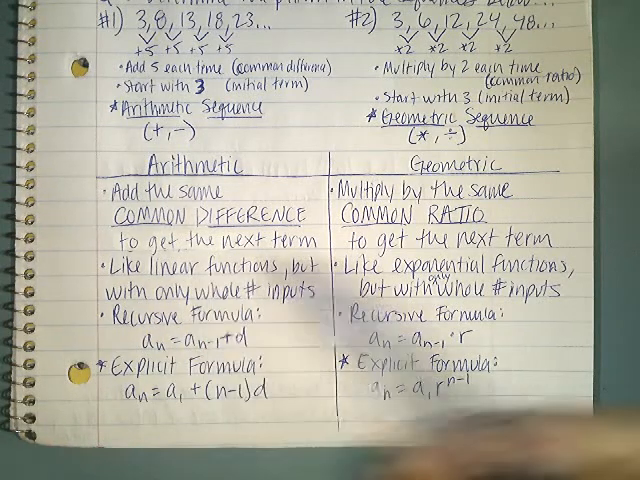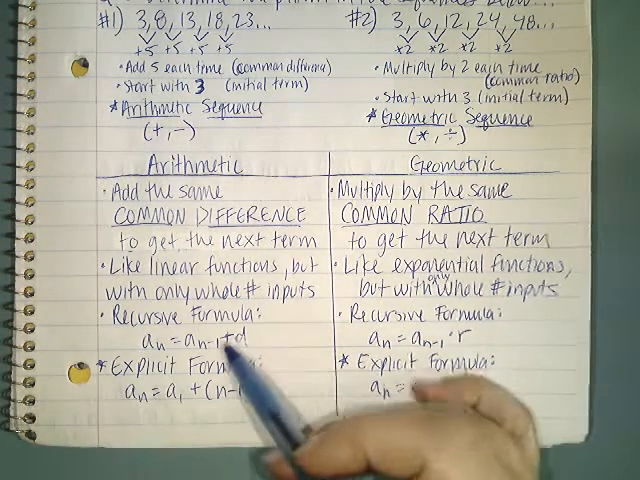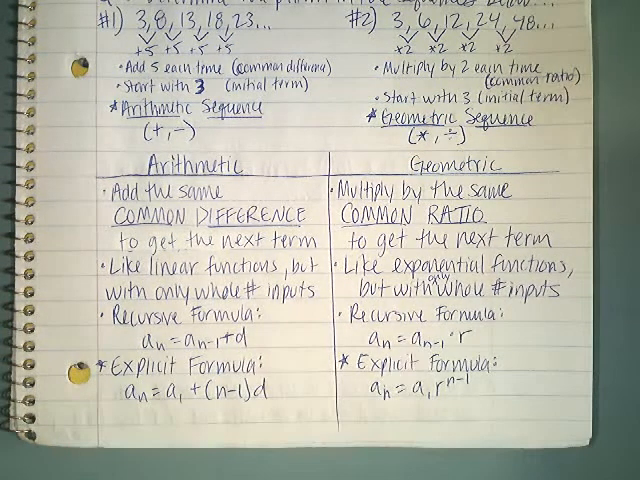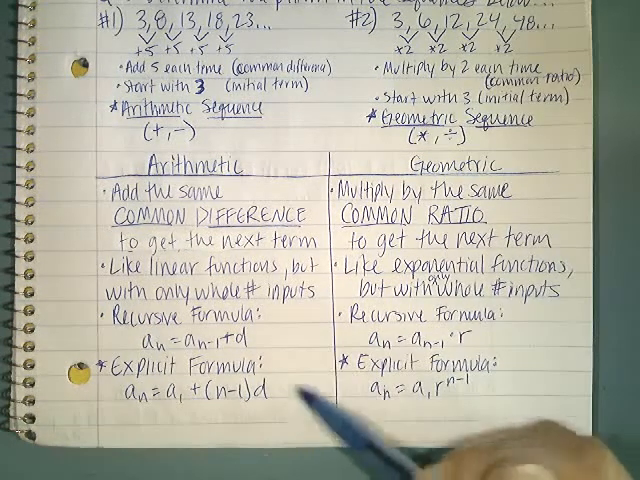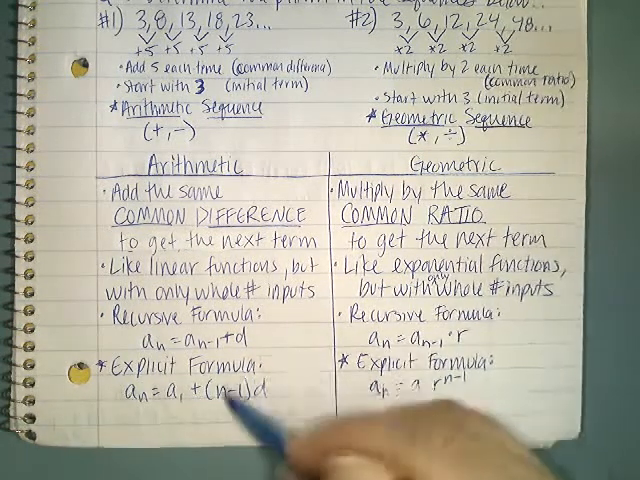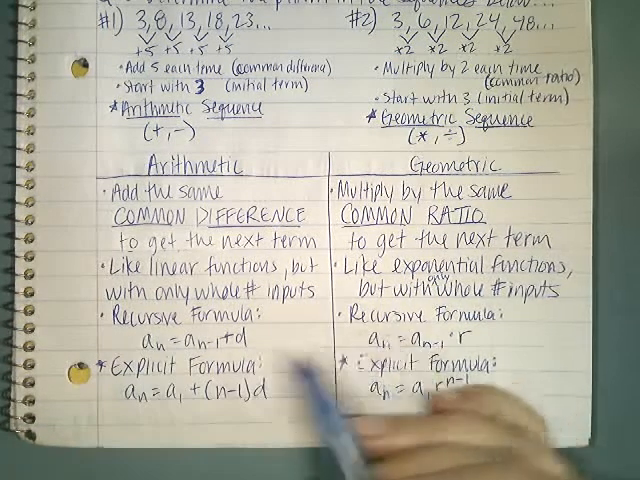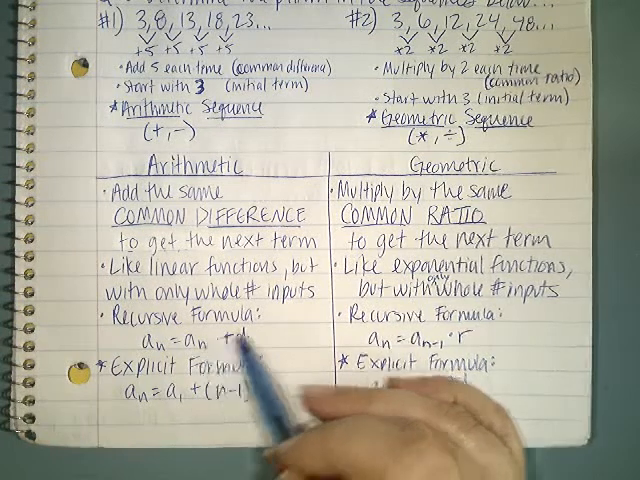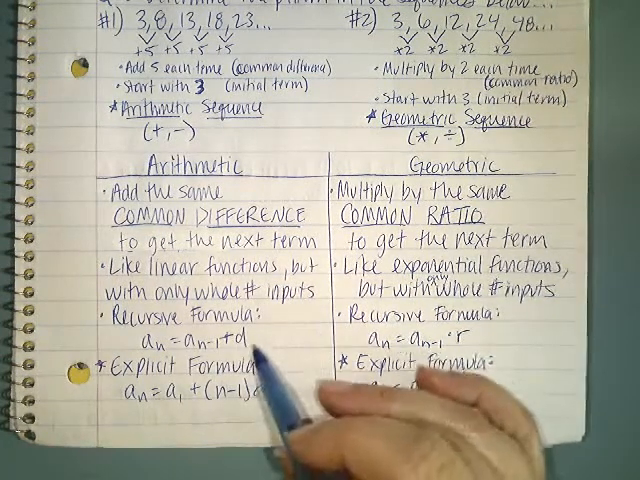But other than that, arithmetic sequences are just like linear functions. And then I provided the recursive and explicit formulas for these. So we'll talk about these in more detail later. The explicit formula is going to be our focus for today. The recursive formula just defines it by the pattern. So it just tells you to take a term and then add the common difference each time.